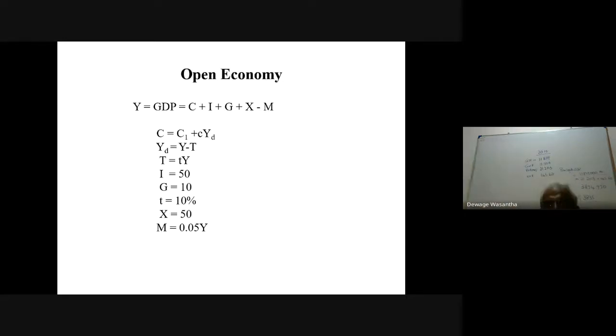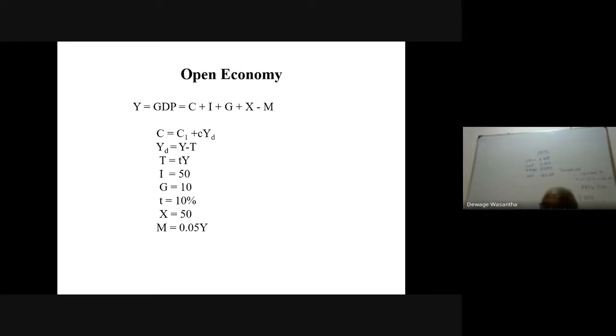Now this is the full model. Y equals GDP or GNP equals C plus I plus G plus X minus M. Open economic model. What is the identity? C plus I plus G plus X minus M. Now we write down the components. Consumption function is C equals C1 plus c YD. YD is disposable income. What is disposable income? Nominal income minus taxes, Y minus T.